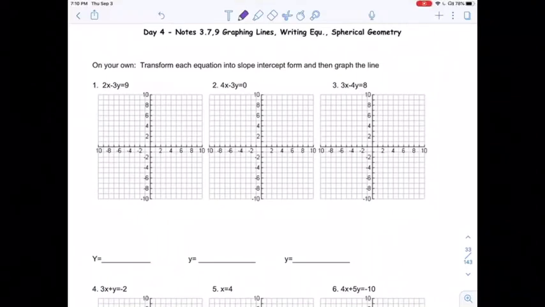Okay, the last day that we are going to take for our Unit 2B is graphing lines and writing equations. So all of this should be big time review, but I know that it's been a while since you have seen it.